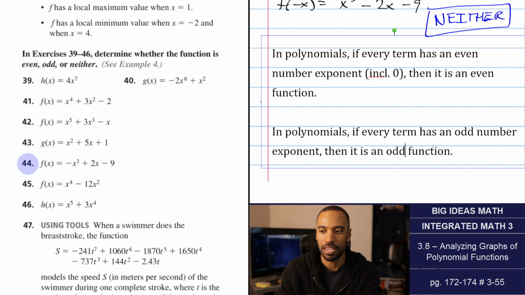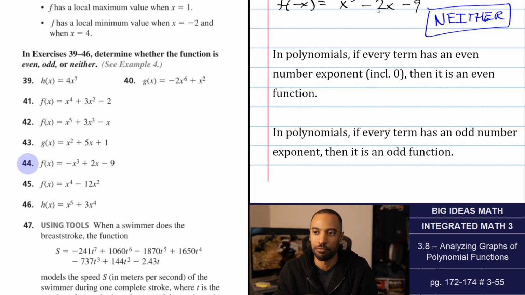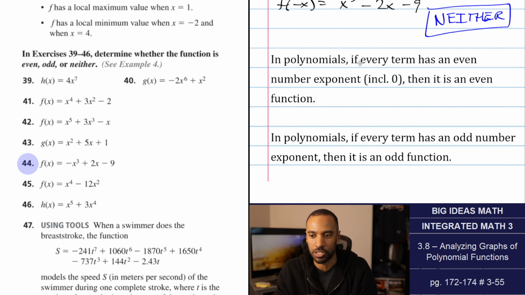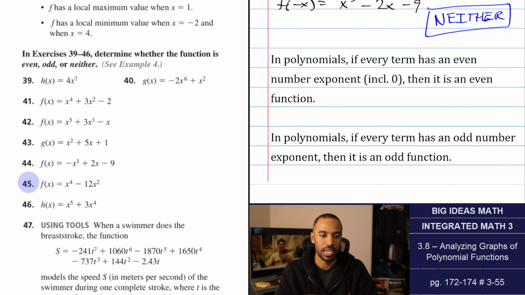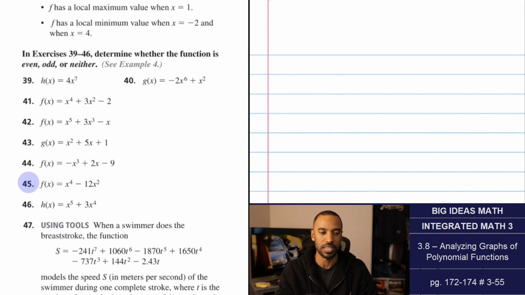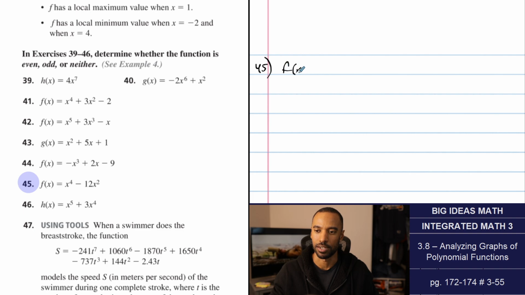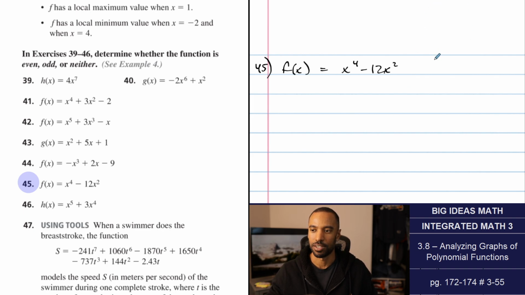So, not every even degree polynomial is an even function. Not every odd degree polynomial is an odd function. But every even function that's a polynomial will only have even number exponents. Will be of even degree only. So when I go to numbers 45 and 46, number 45 is a polynomial of just even numbered exponents. You know what number 45's function is going to be? Even. I'm not even going to plug them in. This is going to be even. Are you allowed to do that? I don't know. That's why I did the problems beforehand.